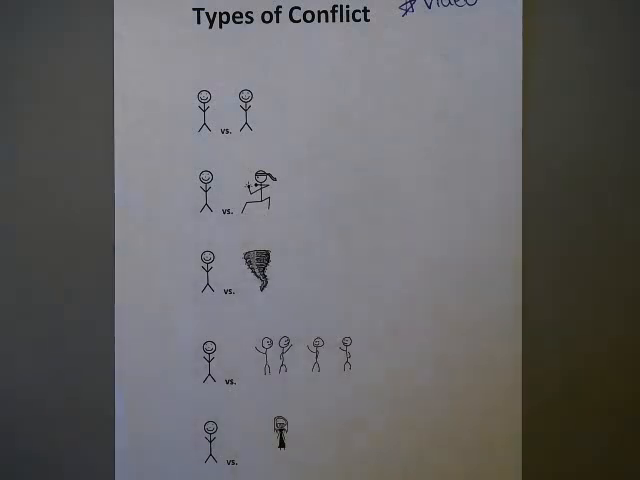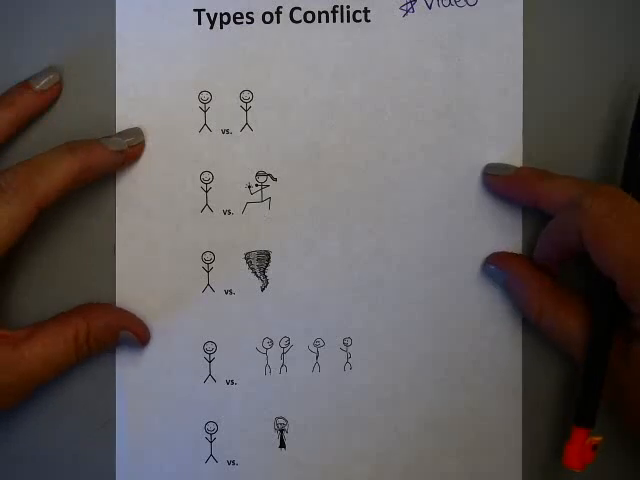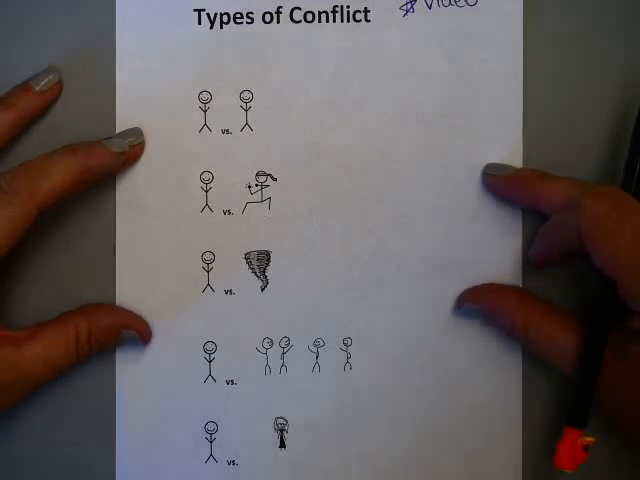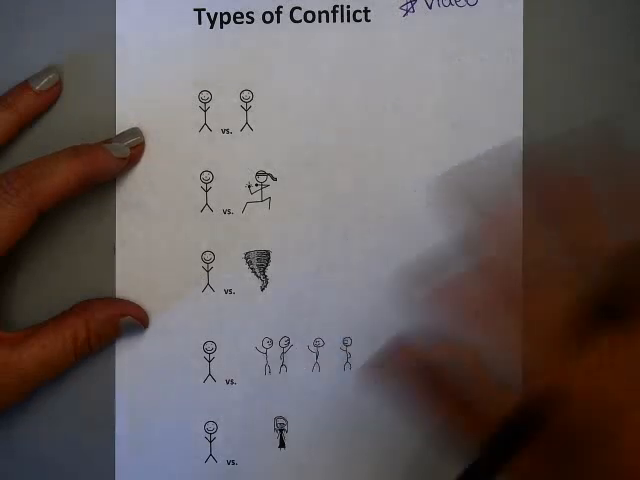Hey, sixth grade, let's talk about types of conflict this afternoon. So you should have this handout that you received from me in class today. And if not, then if you'll look on Edmodo, there is a file that you can go ahead and download. And if you can't have access to a printer to download that, then just draw some little stick figures that look similar to this and we'll call it good.